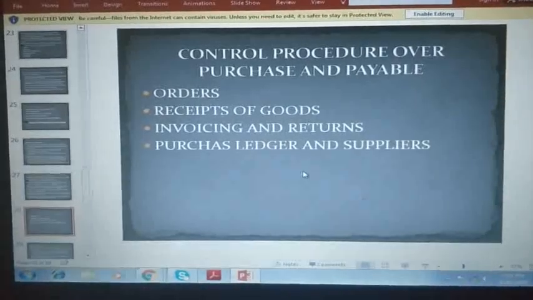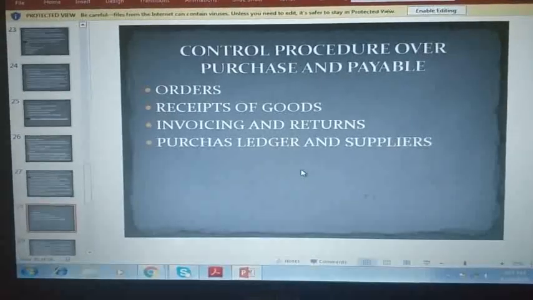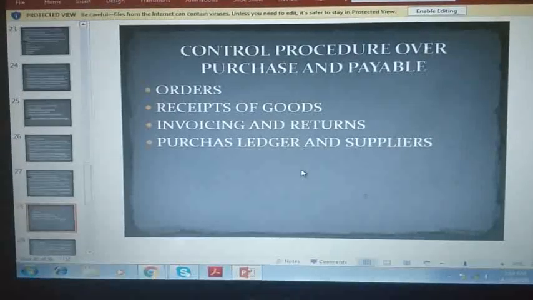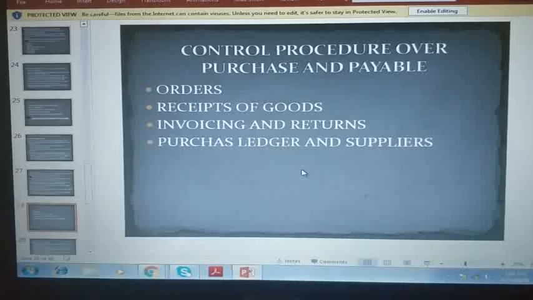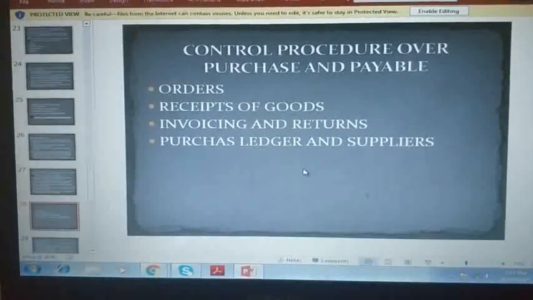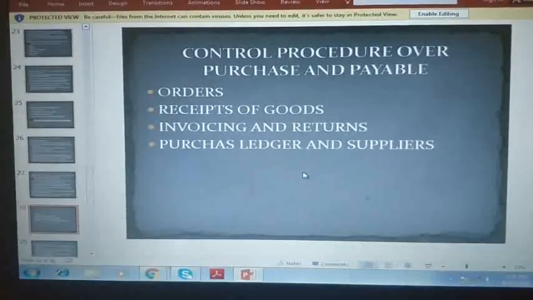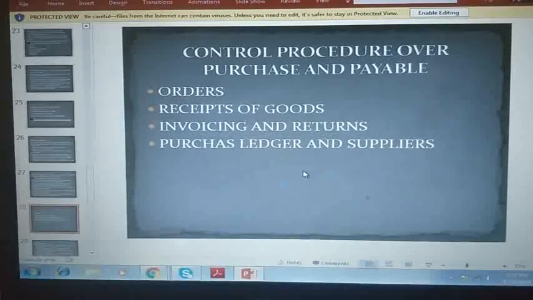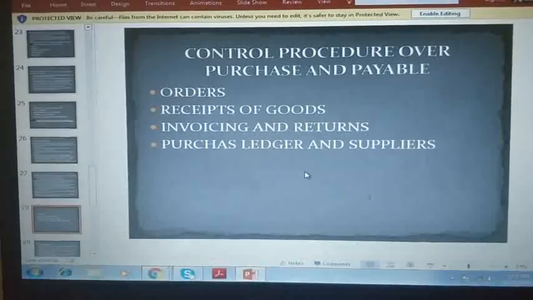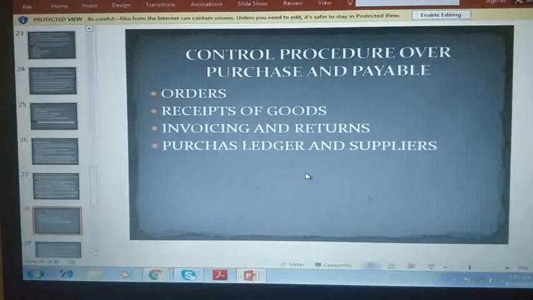Now, next you have receipt of goods. Okay, receipt of goods is nothing but here the goods inwards area should be identified to deal with the receipt of all goods. Okay, and all the goods should be checked for their quality, for their quantity, and the entire description about the product has to be given.